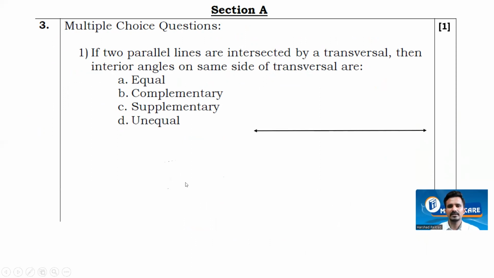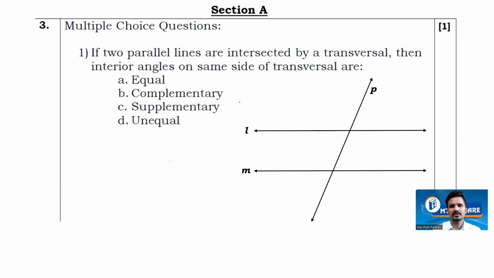Remember, there are two parallel lines here. Let's say line L and line M are parallel to each other, and we have a transversal. Let us say the transversal is P. What type of angles do we want? We want the interior angles on the same side. Interior angles on the same side are also called co-interior angles. So if we take, let us say, this angle X and angle Y, these are the co-interior angles.